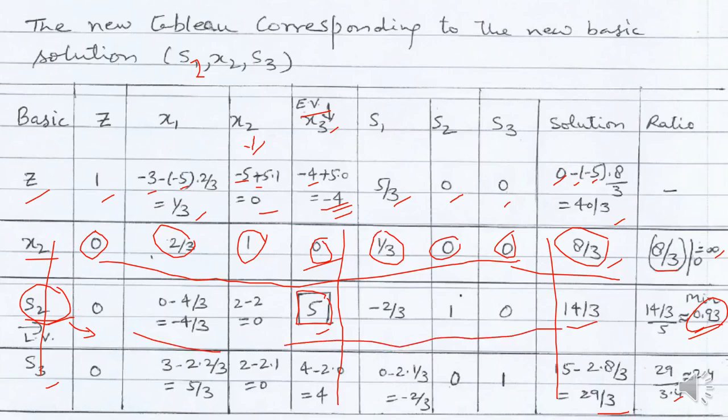Once we divide it by 5, we will get a new row, and with the help of that new row we will be writing the x2 and s3 rows, and in the next table x3 will enter in the table and s2 will leave. So let's go to the next table. These are the formulas which I have used to write the next table.